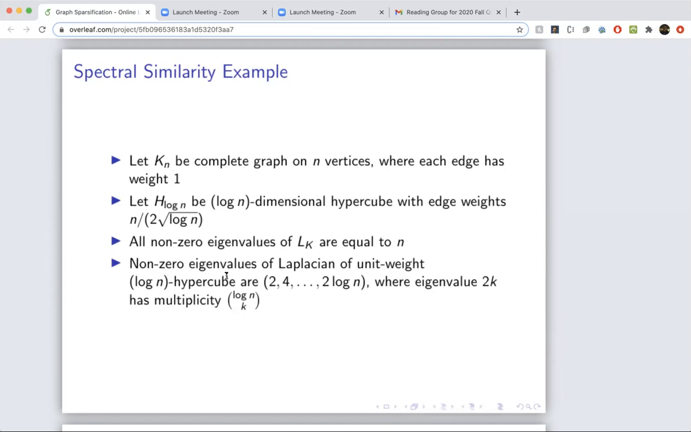All non-zero eigenvalues of the Laplacian of K are going to be equal to n. That's just a property of complete graphs that we derived earlier. Furthermore, the non-zero eigenvalues of the Laplacian of a unit weight log n dimensional hypercube are 2, 4, 6, 8, all the way up to 2 times log n, where each eigenvalue 2k has this multiplicity. What is a hypercube?